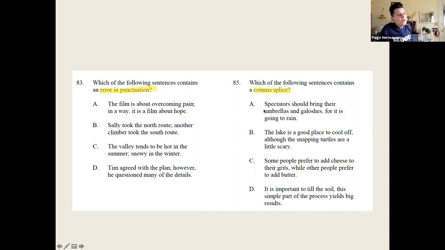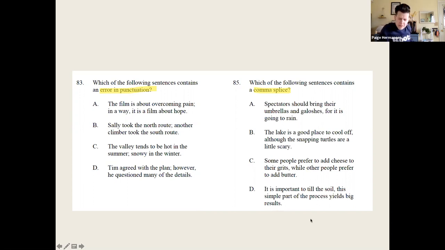So look at this one. Spectators should bring their umbrellas and galoshes, period. For it is going to rain, period. For it is going to rain cannot stand alone, so we're all good. Although the snapping turtles are a little scary, that's not an independent clause. While other people prefer to add butter, not a complete sentence. That's okay. This simple part of the process yields big results. That is a complete sentence.